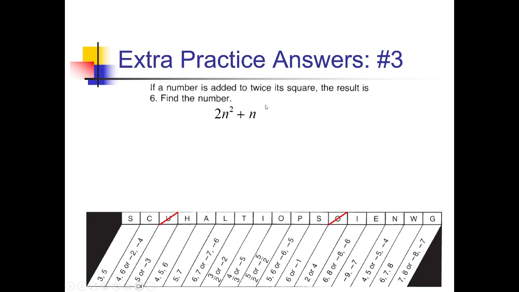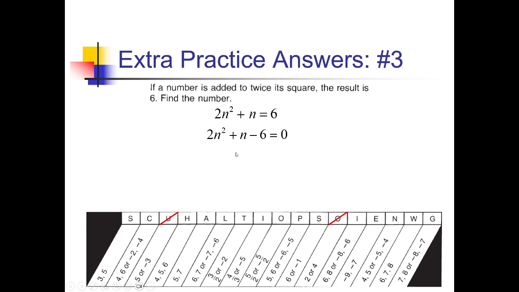So that means equals 6. Okay, let's get this in standard form and see if we can factor it. It's almost there. We just need to subtract 6 over to the left side. So now we have it all zeroed out. And there's no common factors I can take out of this.